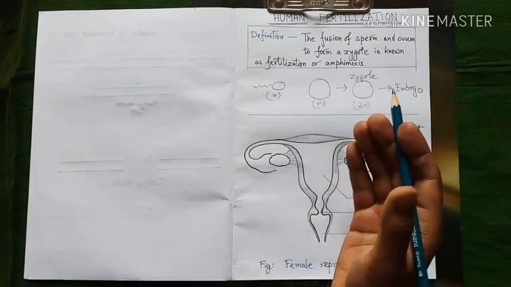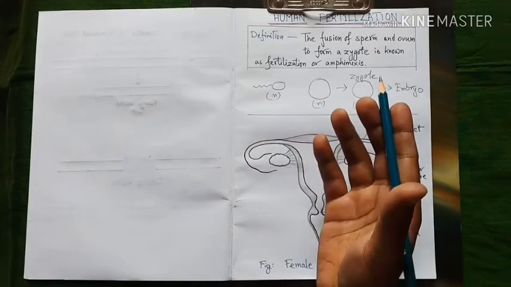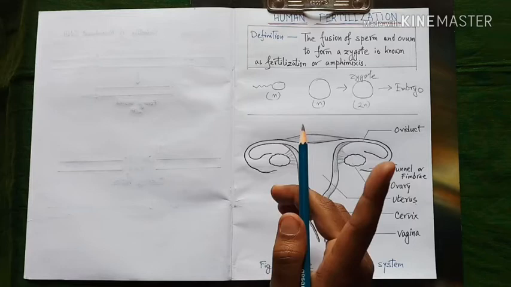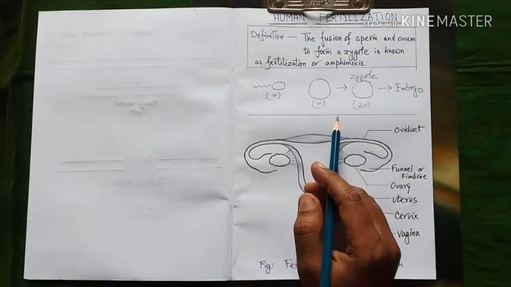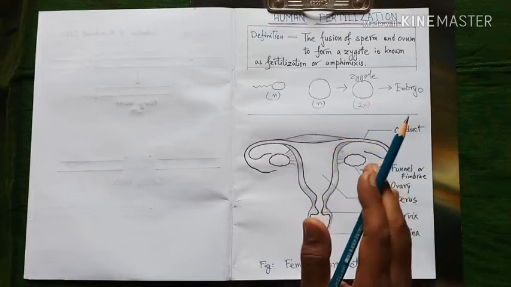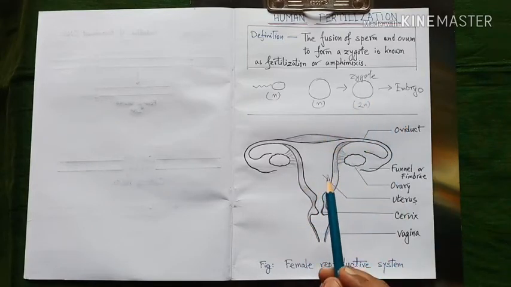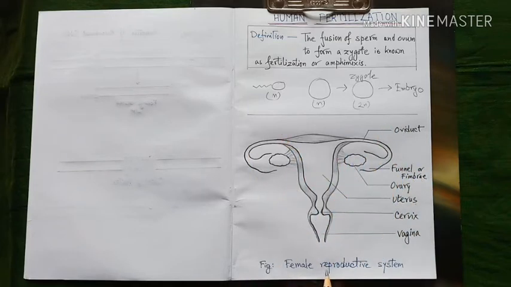Now you should know that the mode of human fertilization is internal, that is, it gets completed entirely inside the female body. So if you want to know the process of human fertilization in detail, first of all you have to know about the female reproductive system in detail, and here with the help of this particular diagram we will discuss it. This is the structure of the female reproductive system.